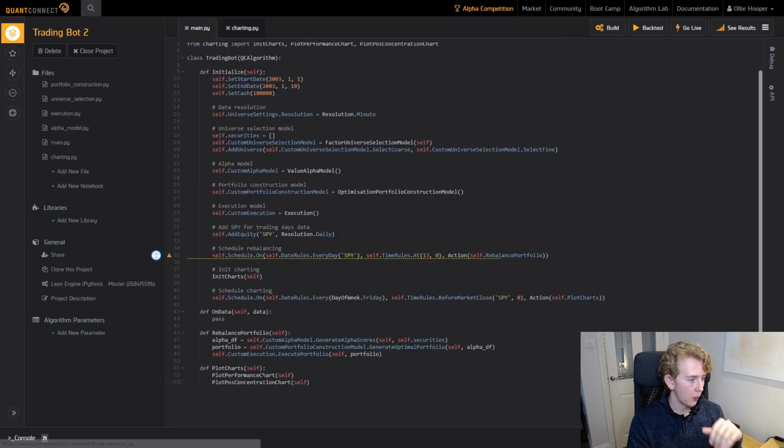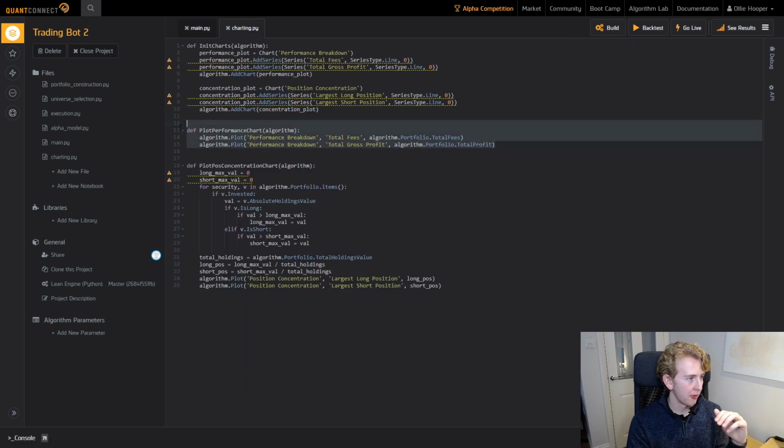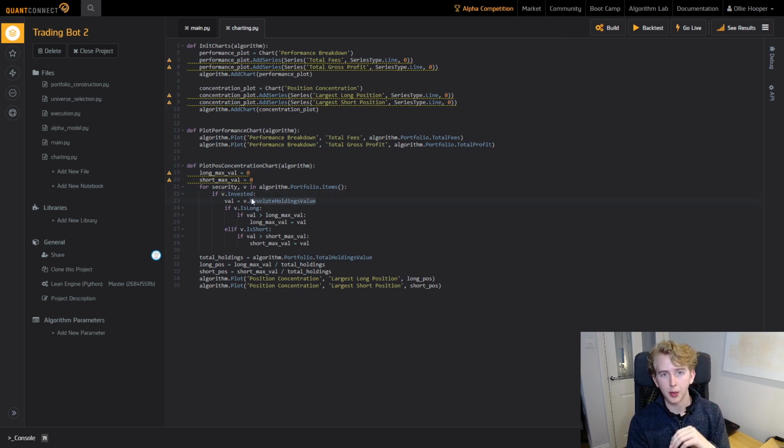So this was what you saw we did every Friday at market close. We plot this performance chart, which is quite a simple one. We just do algorithm.portfolio.totalFees. So that gives us the total fees on that date and then the total gross profit on that date. And then for the position concentration, it's a bit more difficult. We basically loop through every security in our portfolio. We double check that it's invested, and then we take the absolute holdings value of it. We can't get the exact portfolio weights straight from the algorithm.portfolio, but we can calculate that ourselves.